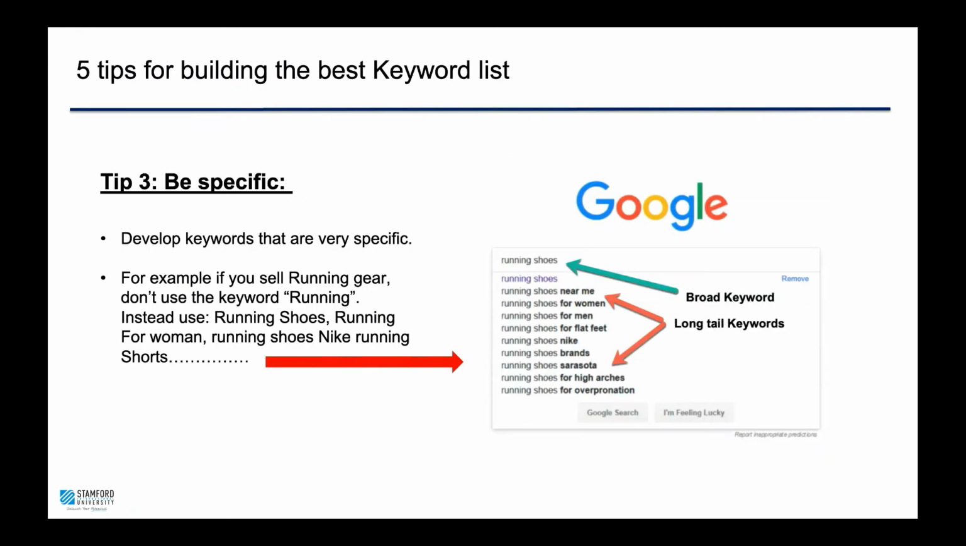All right, tip 3. It's all about selecting specific keywords. So for example, if you're selling running gear, don't use the keyword running. Instead, use running shoes, running for women, Nike running shoes, etc.